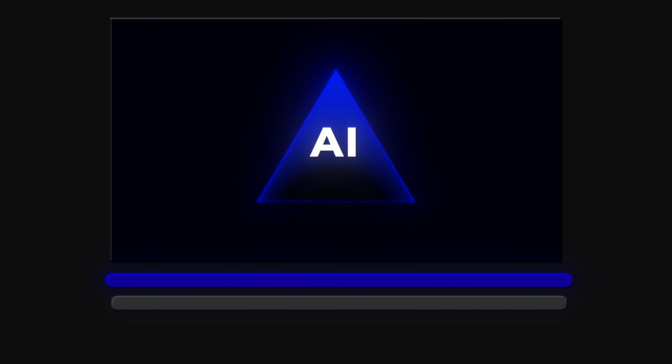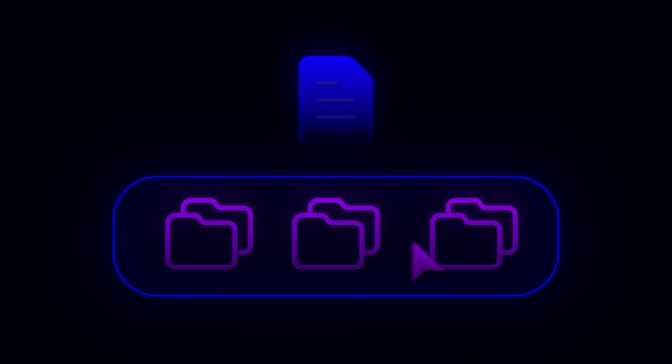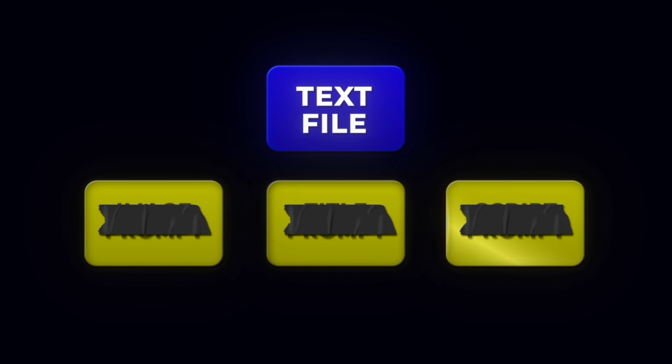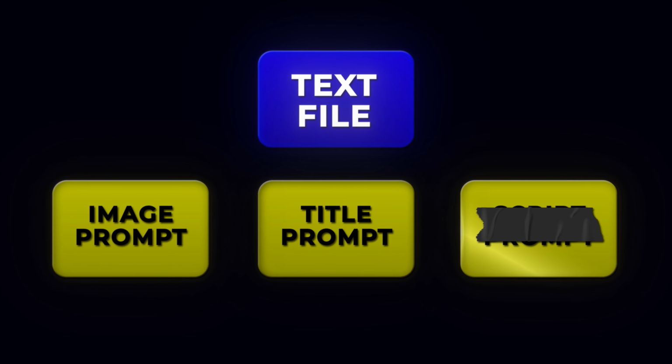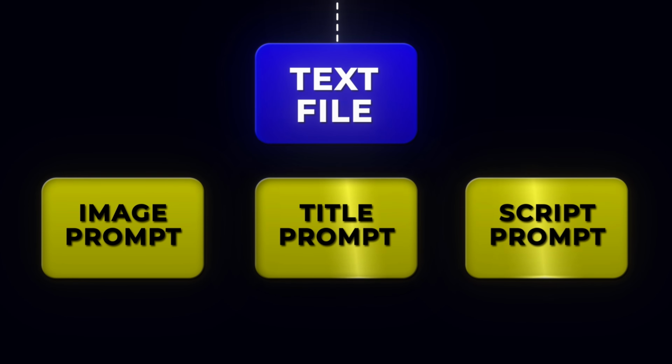First, click a link in the description to get a step-by-step document. There you will find all the resources for this video. Open it and download all the files. You will have a text file and 3 types of prompts: a title prompt, an image prompt, and script prompt. The text file will guide ChatGPT to generate script and title like we want.